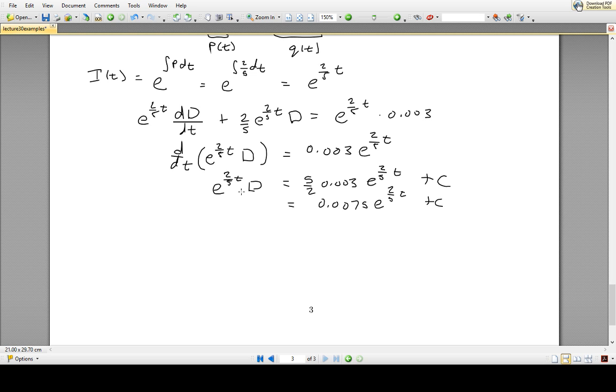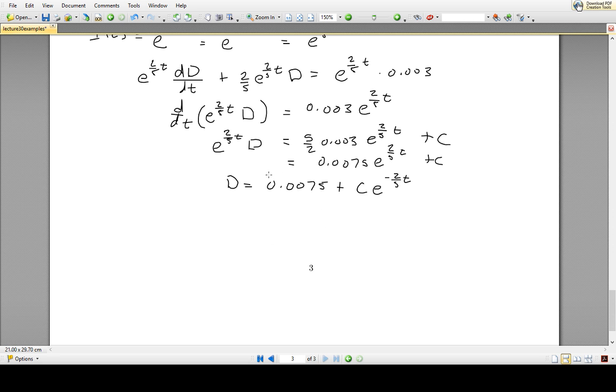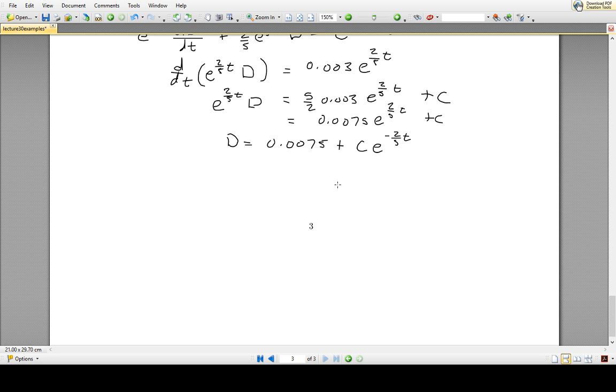And now I'm going to isolate the d, the thing that I'm actually interested in. I'm going to divide both sides by e to the 2/5 t. This allows me to isolate d. d is equal to 0.0075 plus c e to the negative 2/5 t. So this is my function for the amount of dye in the keg at any given time t.